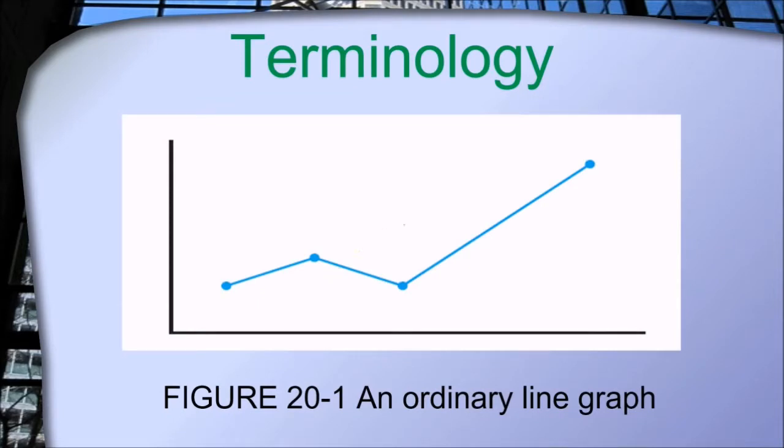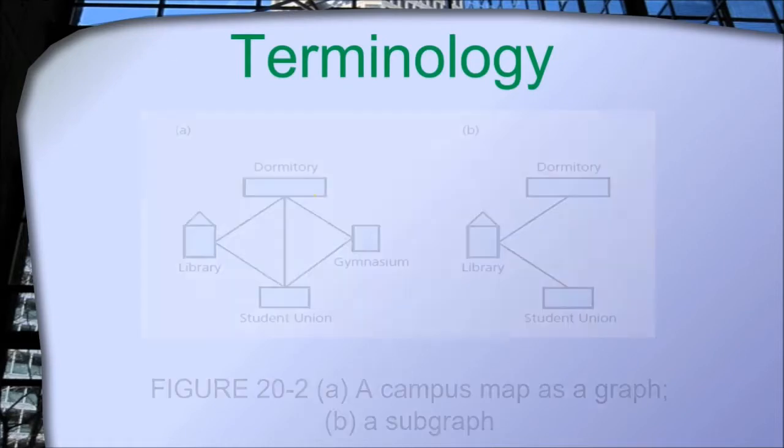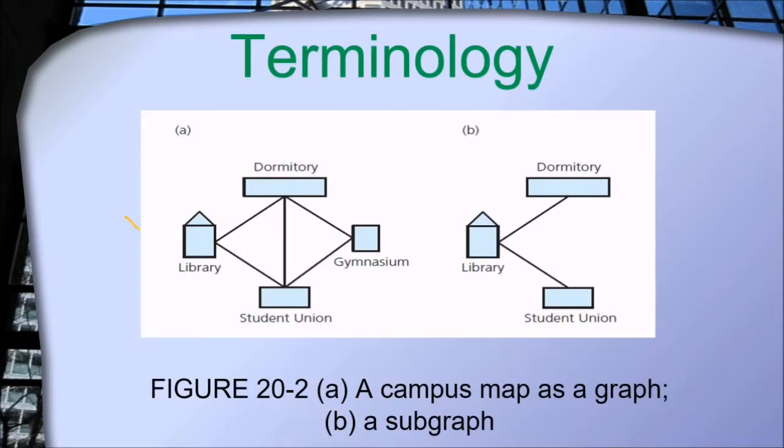Then this is a simple ordinary line graph. We have these called vertices. These are edges. This is a simple graph showing a campus map. You have dormitory, library, gymnasium, student union. All these are connected. And if you want to find the subgraph, this is the subgraph, taking this as one part.